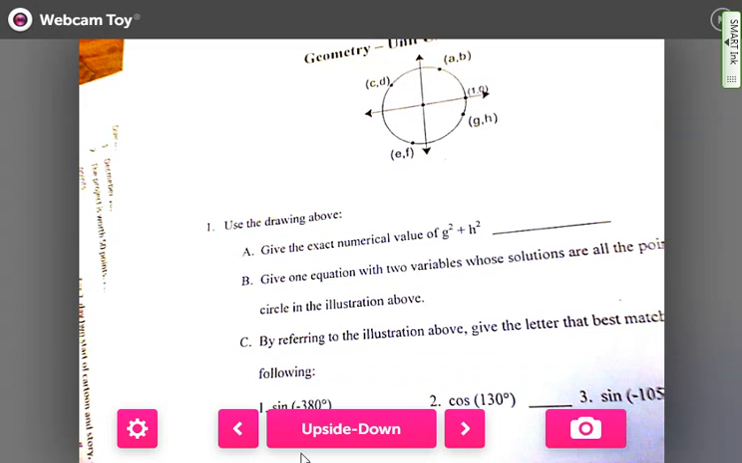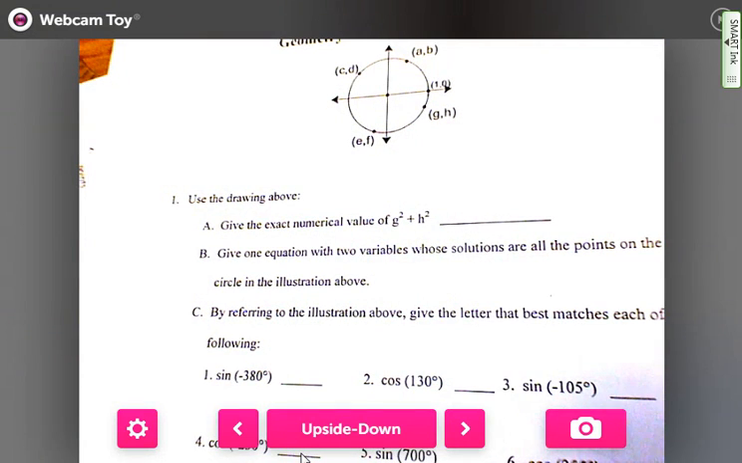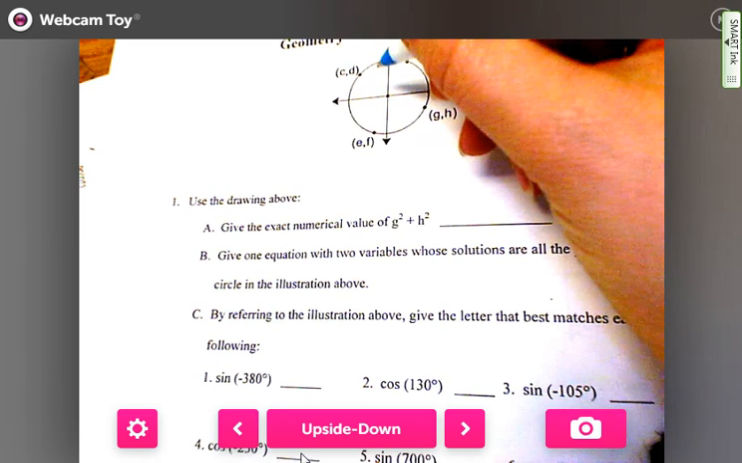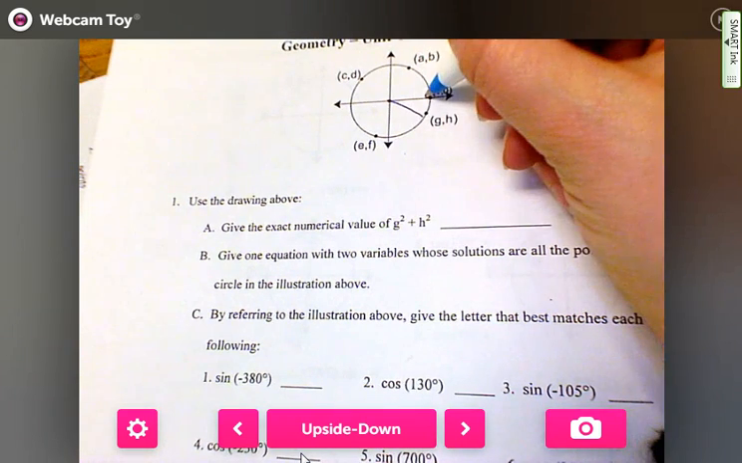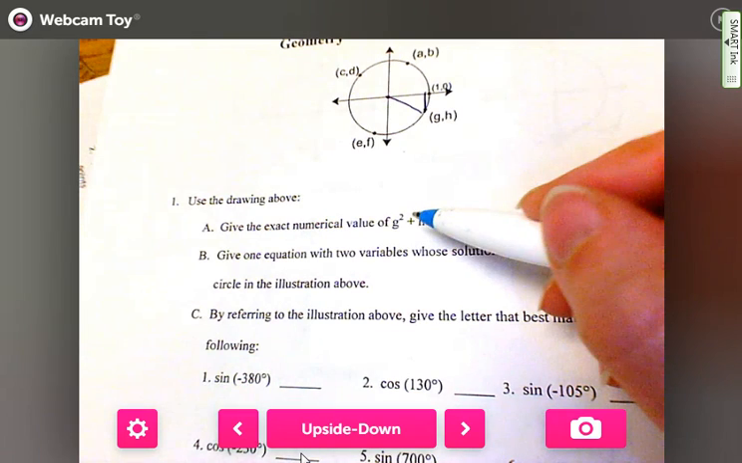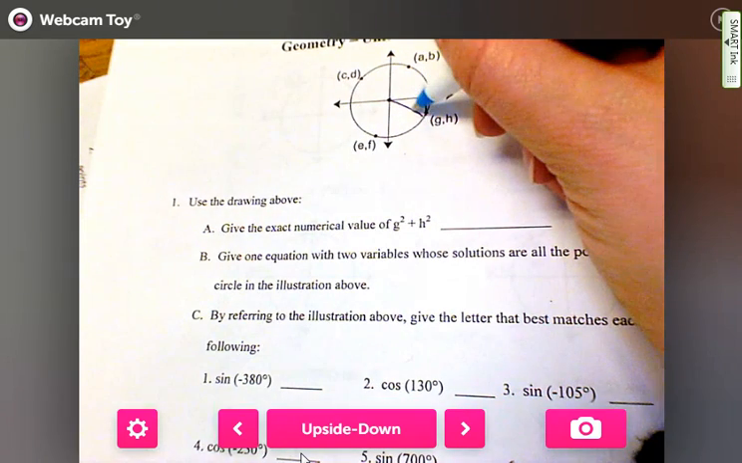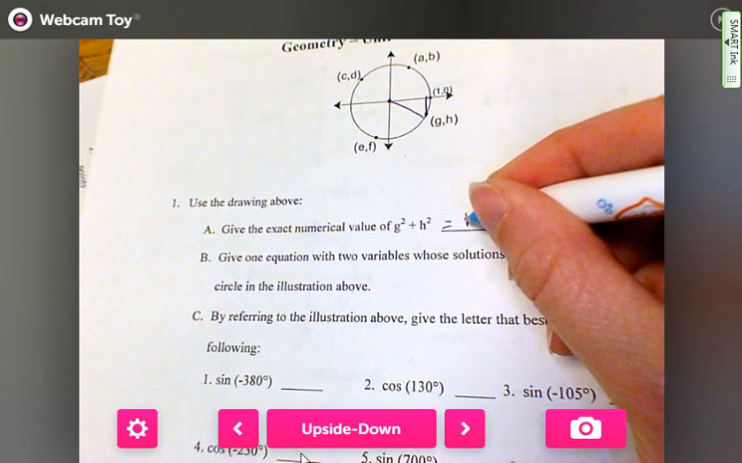And we are looking at unit circle classwork. You had time to work on this as a class, so now we're going to go over it. Give the exact numeral value of g squared plus h squared. So if we're looking right here, it's this right triangle right here. And g squared plus h squared equals 1 squared, or 1.